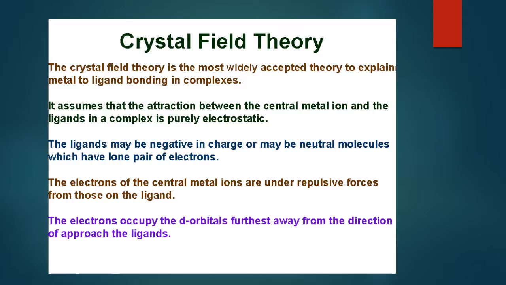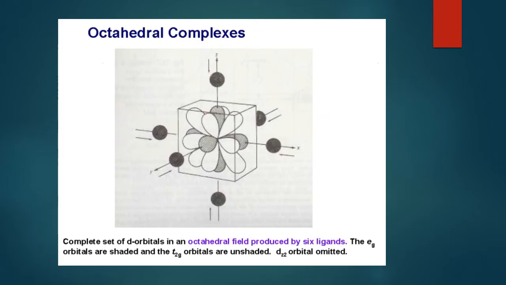The central metal ion and the ligands are bonding is purely electrostatic. The ligands may be negative, neutral, or in rare cases positive. The electrons of the central metal ions are under repulsive forces from those on the ligands. The electrons occupy the d orbitals furthest away from the direction of approach of the ligands.